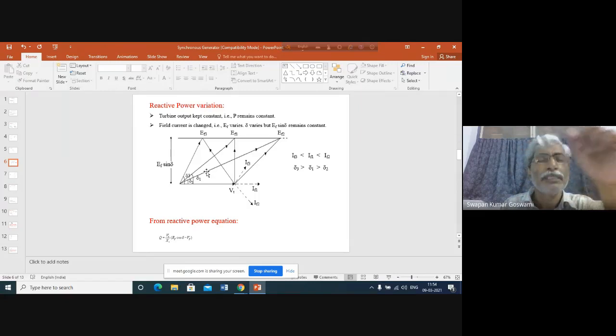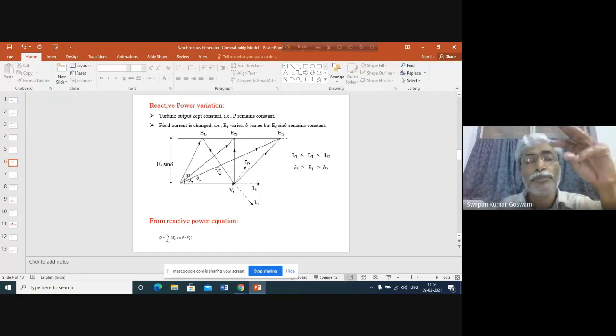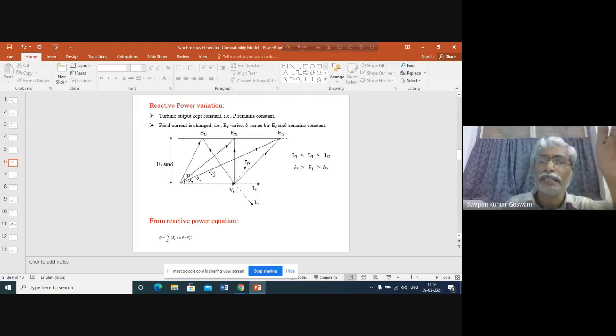Active power is EF Vt by Xs sine delta. So EF sine delta is kept constant, and Vt is constant. So when EF sine delta is kept constant, obviously the active power output will also remain constant. So you see that it is possible to change the reactive power output of the generator, keeping the input power constant, by varying the value of the field current. We may increase the field current, or we may decrease it.